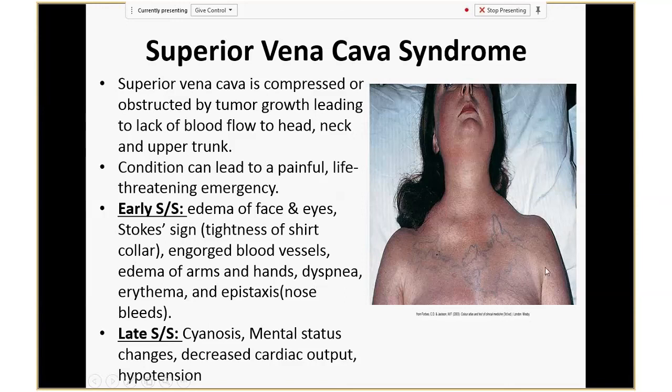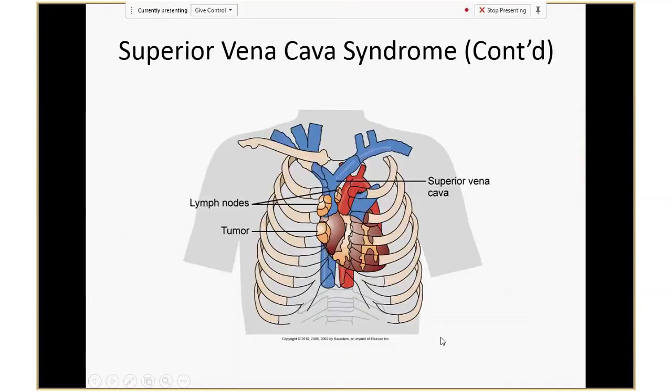If you do see this in a patient that you know has cancer, obviously call the doctor right away. Late stages would be cyanosis, if they're turning blue or their circulation is poor, or they're hypotensive or hemodynamically unstable. These would be late signs, and we'd have to make sure we gave medications to help prevent this, and I'll tell you about those in just a second.